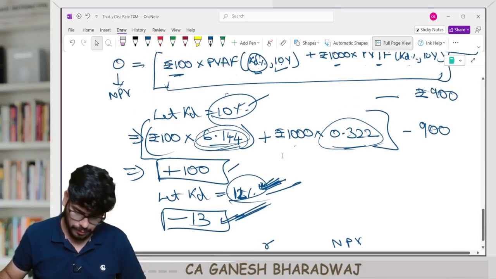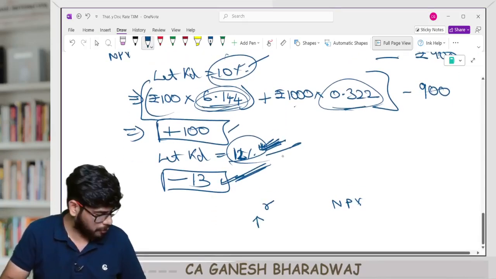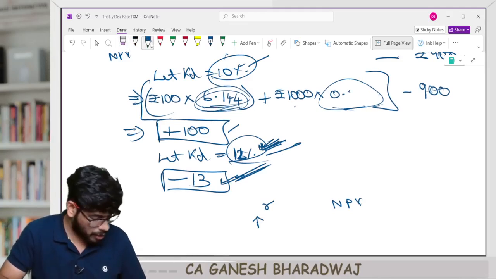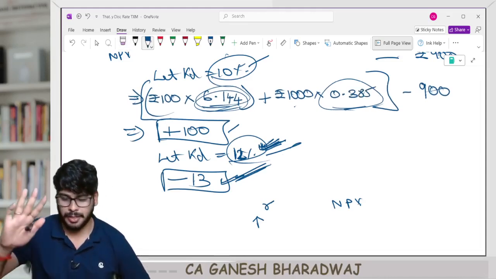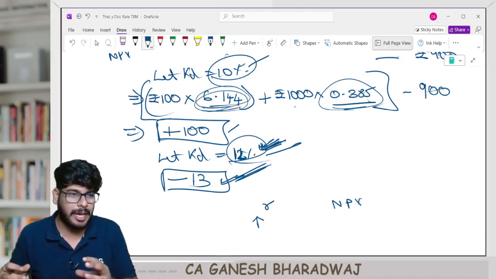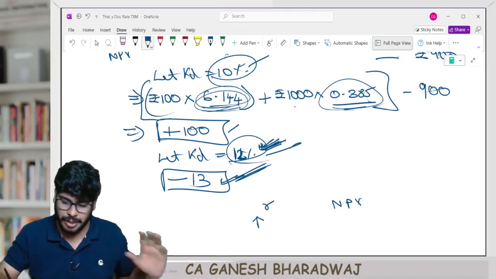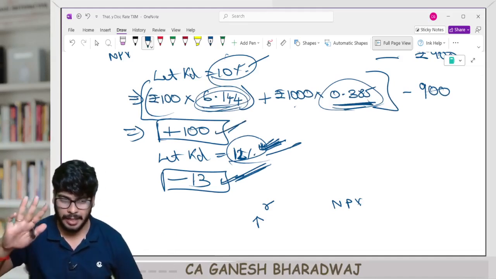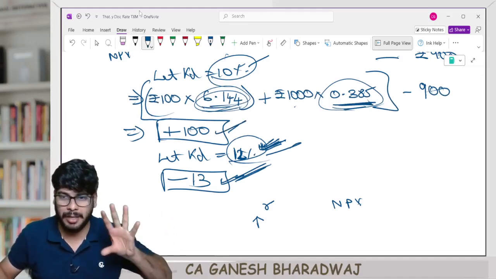100 into 6.144. I'm sorry. This is not 0.32. This is 0.385 actually. Sorry, this is 0.385. I'm sorry, I stand corrected. So, see, I was not focused more on the calculation here. I wanted to drive home the logic here. But yes, this is 0.385. If you do the calculation, you get a positive 100 here. Right? Fine.